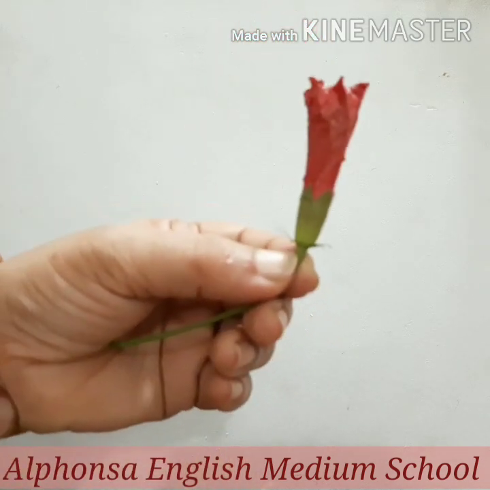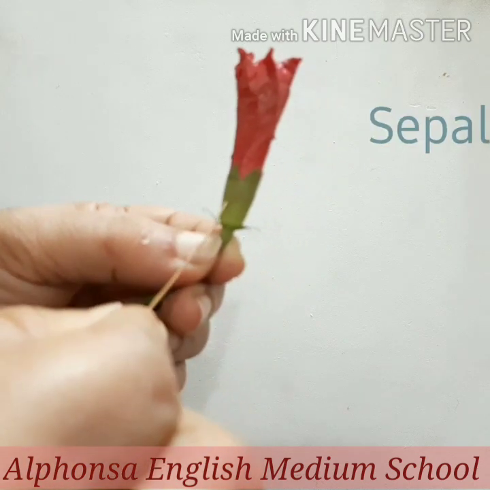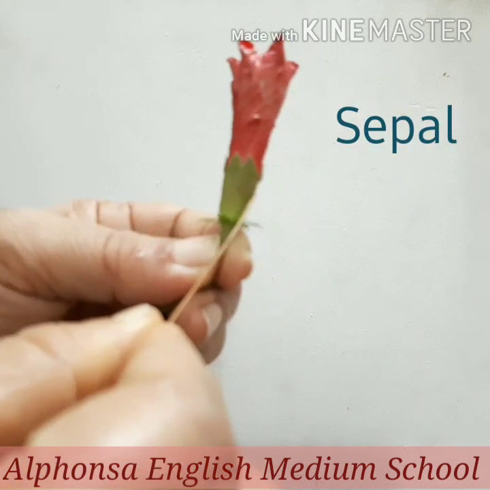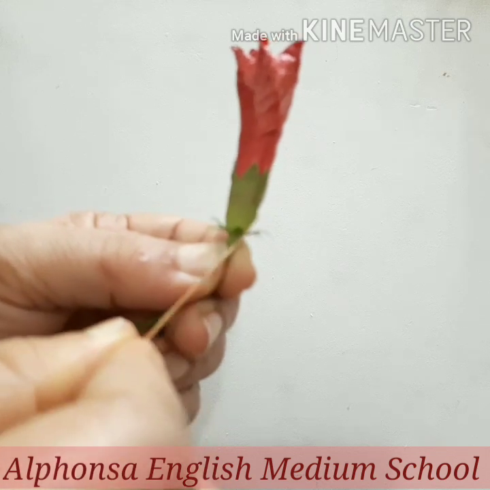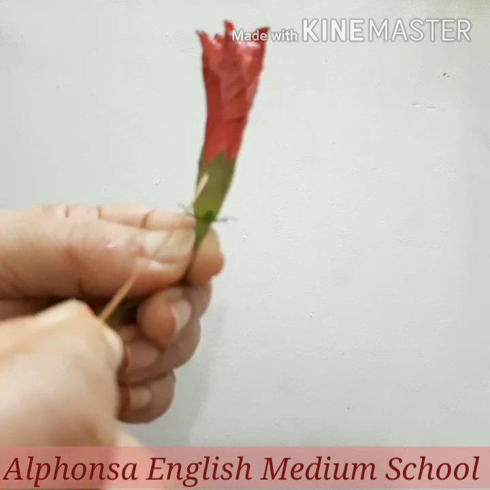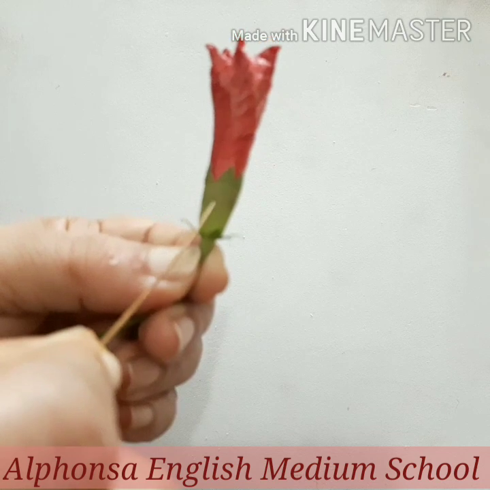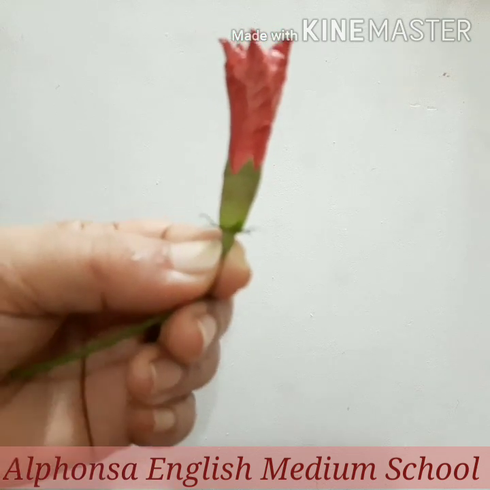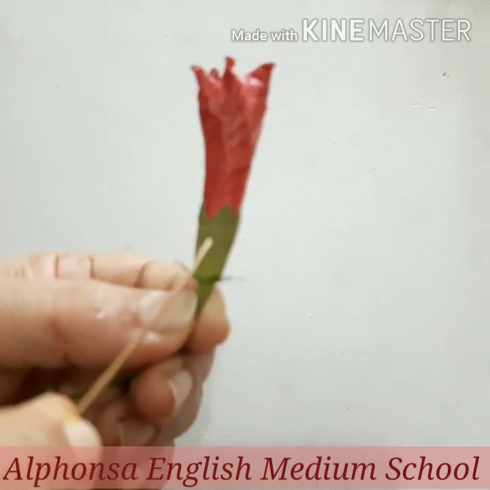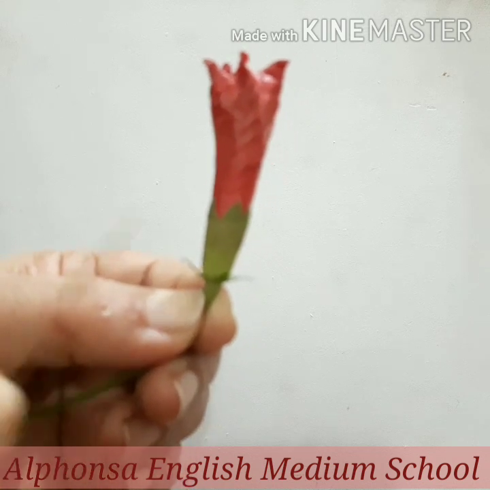The outermost whorl of a flower is the sepal. This green color part which you see is the sepal. This green color part is the sepal. The main function of the sepal is to protect the flower when it is in the bud condition. When it is a small bud, you will see only this green color sepals.